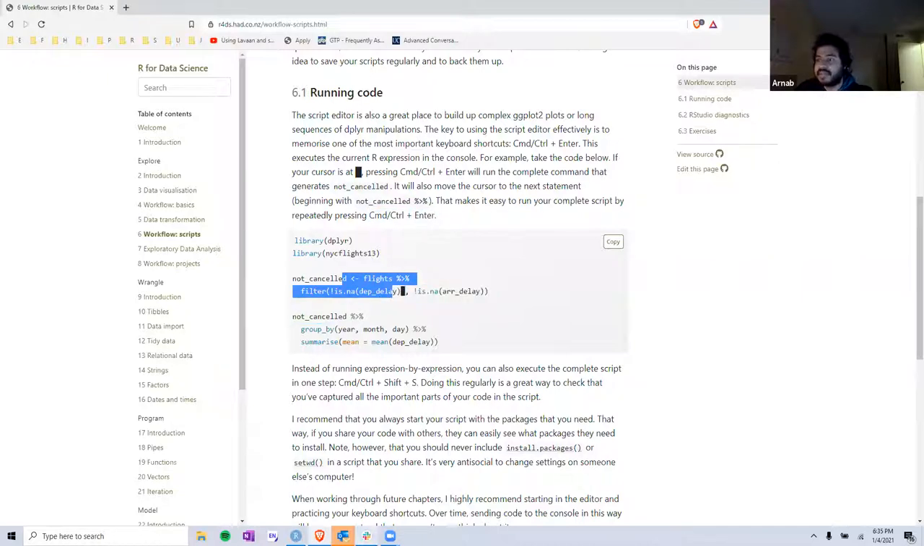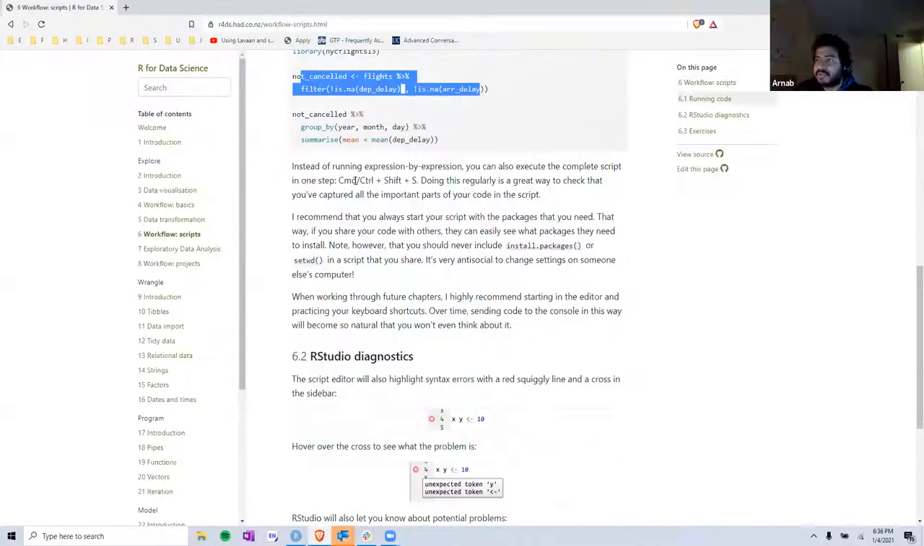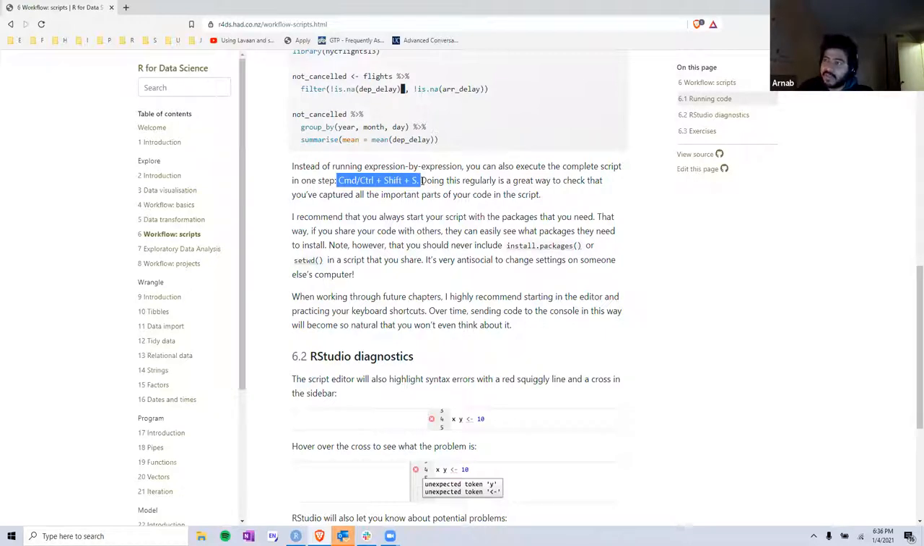What happens is that when we press Control and Enter, it runs the current set of code and then the cursor goes to the next line, which is pretty convenient. It also talks about Control plus Shift plus S, which is a shortcut to run the entire script instead of running one chunk at a time. So this is very helpful too.